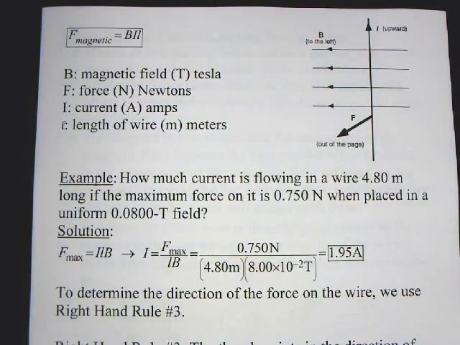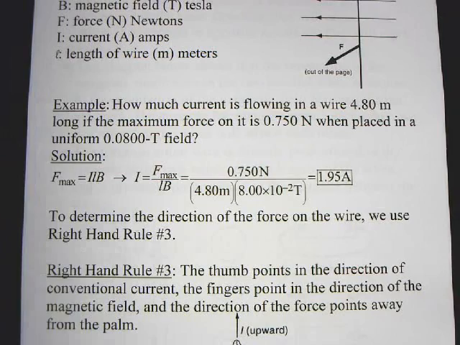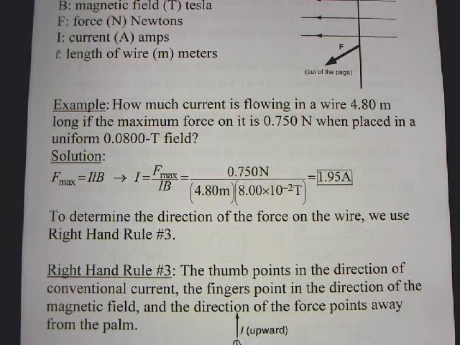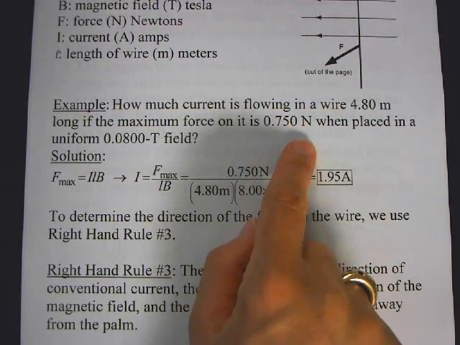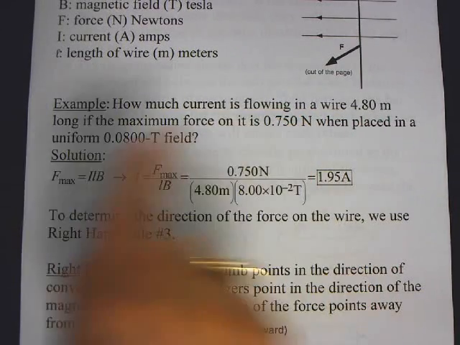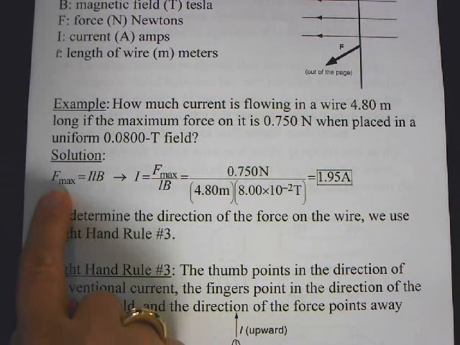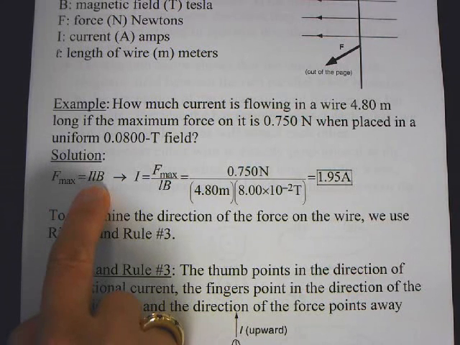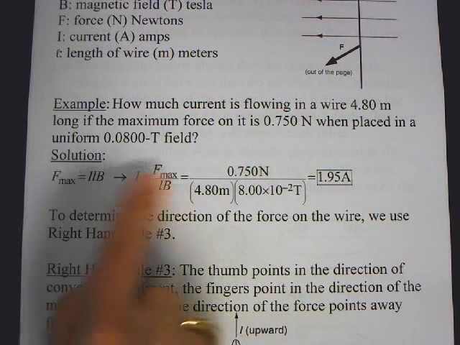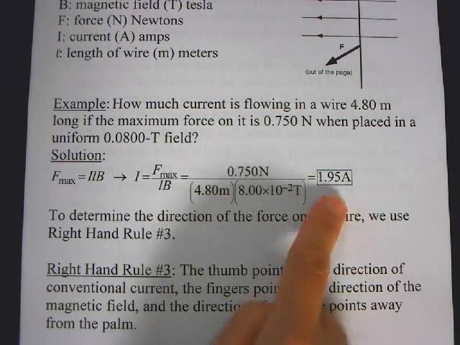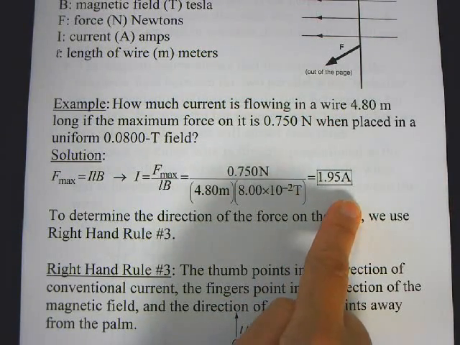So here's an example. How much current is flowing in a wire 4.80 meters long if the maximum force on it is 0.75 newtons when it's placed in a uniform 0.08 Tesla field? So we write our given, we write what we want to find, we rearrange the equation to solve for the unknown in terms of the known. So F is equal to BIL, but I want to solve for I, the current, so I rearrange the equation, plug in everything. So that just gives me the magnitude of the current.